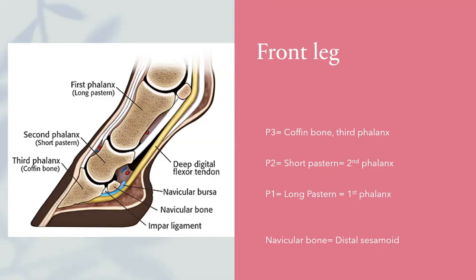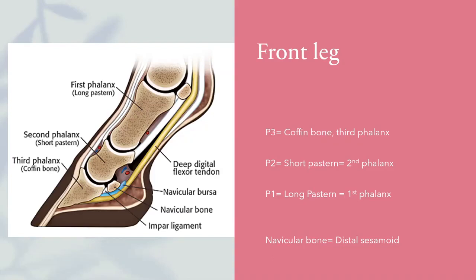All right, so moving up from P2, then we have the long pastern, also known as P1. So that's that longer bone there. And so the joint made between P1 and P2 is going to be what? What's that middle joint called there? Pastern. Excellent, Emmy, pastern. So that's our pastern joint.